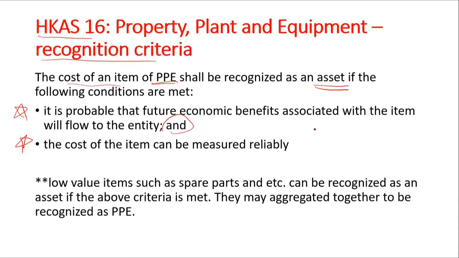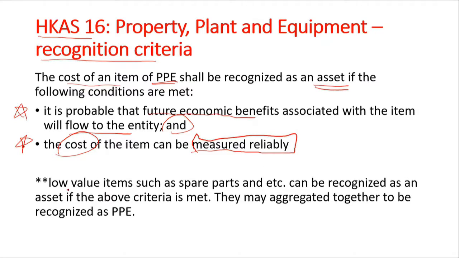statement of financial position. So what are these two criteria? These two criteria are: it is probable that future economic benefit associated with the item will flow to the entity, and the cost of the item can be measured reliably. Right, so two things: the future economic benefit should flow to the entity, and the cost of that PPE that an entity wants to recognize should be measured reliably.